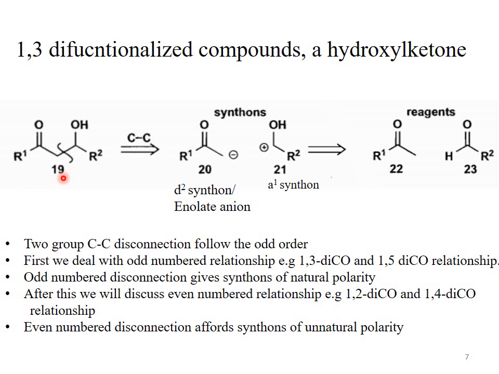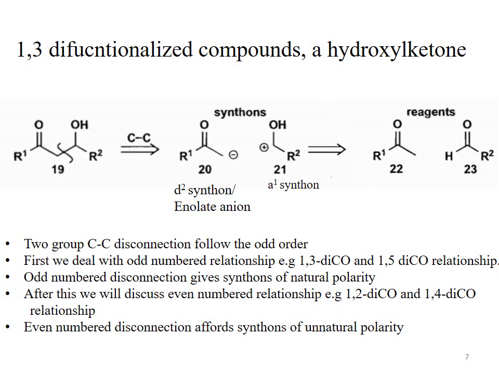When the relationship between the two functional groups is the odd relationship, and when we will disconnect the beta bond, then we have two fragments, I mean two carbonyl compounds. These carbonyl compounds has natural polarity due to presence of carbonyl group. These compounds have a natural polarity. Remember, very important point. When the compound have a odd number relationship, then both fragments of such compound possess natural polarity.